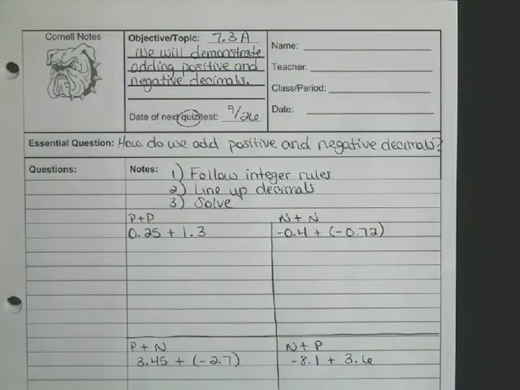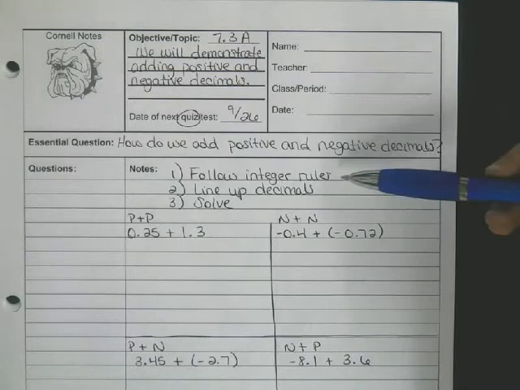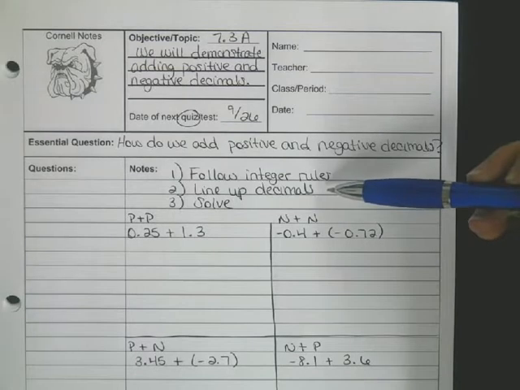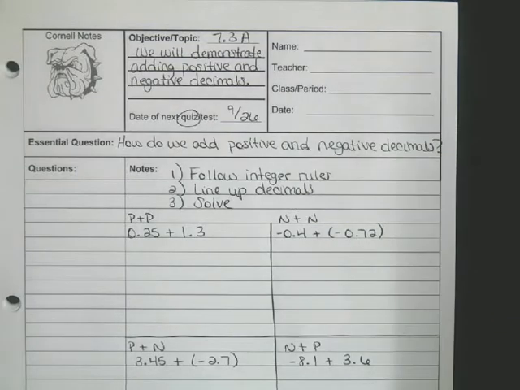So our essential question is, how do we add positive and negative decimals? Well, whenever we add positives and negatives, we have to follow our integer rules. So whenever you see a problem, you want to think of that first. Then you want to set it up and make sure you line up your decimals, and then you're just going to solve. So let's go ahead and just do a few examples together.